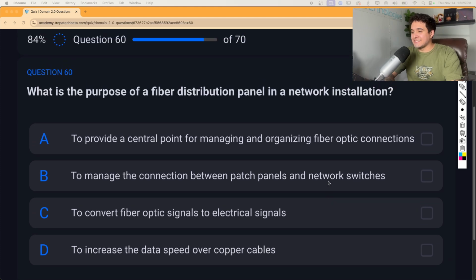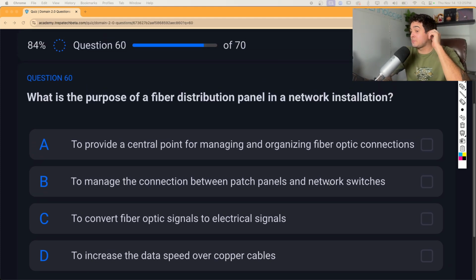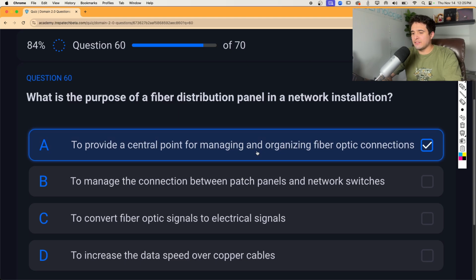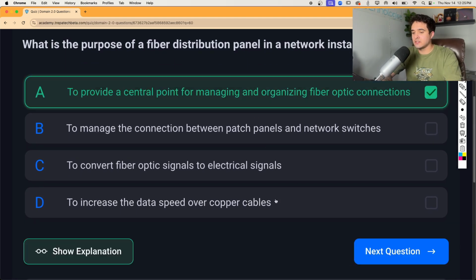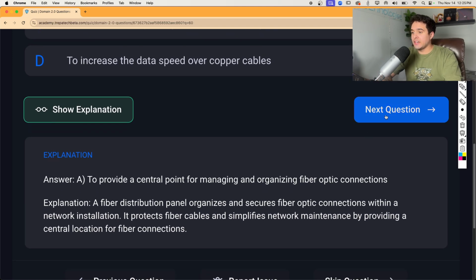Where are we at? Question 60. What is the purpose of a fiber distribution panel in a network installation? Let's see here. It's going to be A, right? It's kind of a gimme. To provide a central point for managing and organizing fiber optic connections. Pause the video if you'd like to read the explanation.